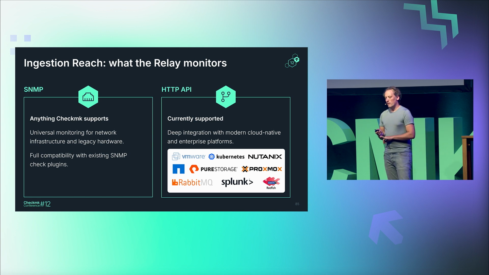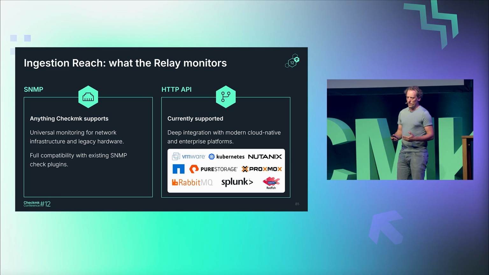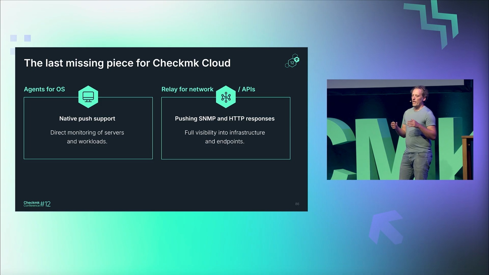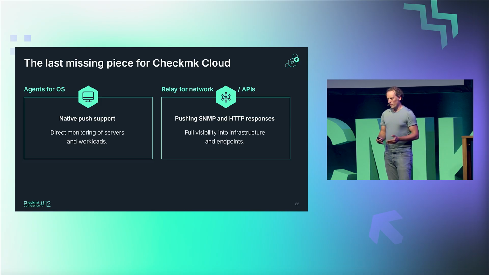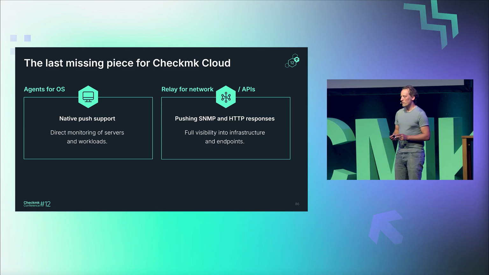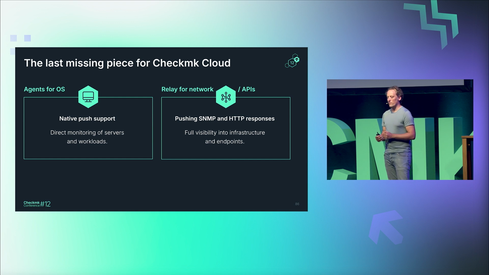And now, Martin and I already hinted at it, but just to make this clear, we can also look at this from a slightly different angle, because we have the Cloud Edition. So what's the significance of the relay for the Cloud Edition in particular? It fills the last missing piece, as you probably know. We have native push support for the agents for Linux and Windows and so on. But now with the relay, we can also push data from outside the site into the site. And in particular for the cloud scenario, of course, that's an important aspect.